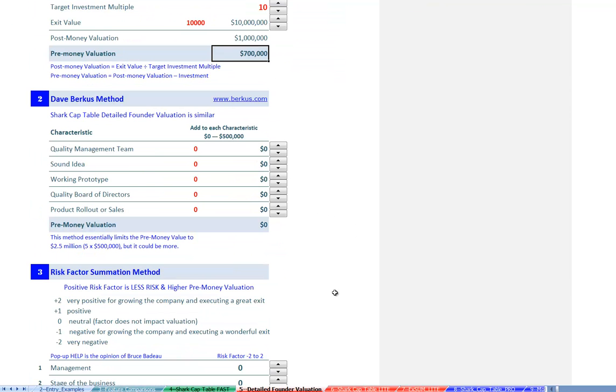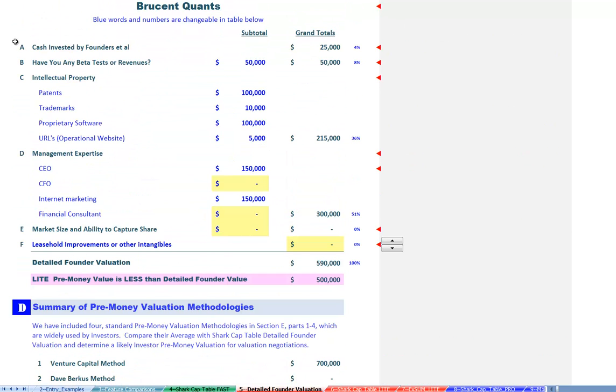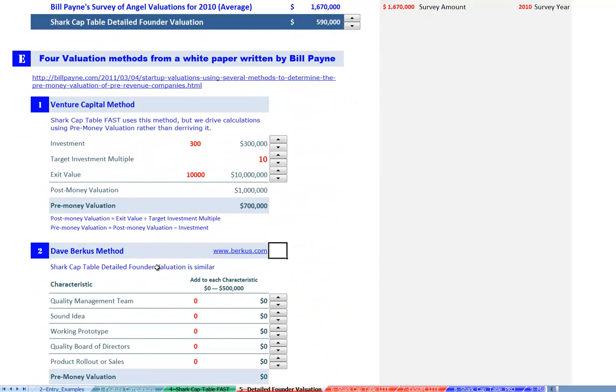So now let's go on down here to the Dave Berkus method. And again, I've given you the website. You can go read all about it. This is another good guy that's been in the business a long time. We all have something to learn from these experts. Now, his system is very similar to the system that we use. We have 6-7 types of components.